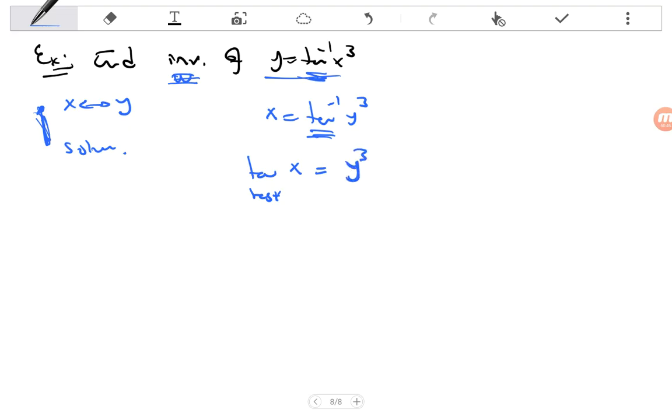But now I need to find the y. To find the y, I will just need to cancel the effect of this cubing. What cancels the effect of cubing? The cubic root. So y will be equal to the cubic root of restricted tan of x. And that is exactly the f inverse. Okay?